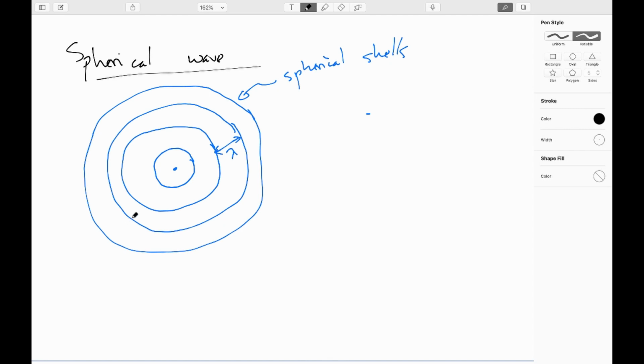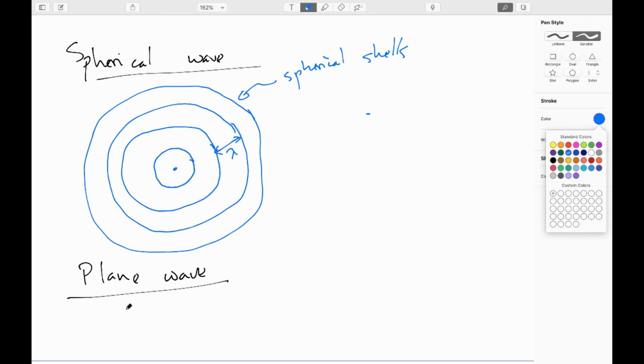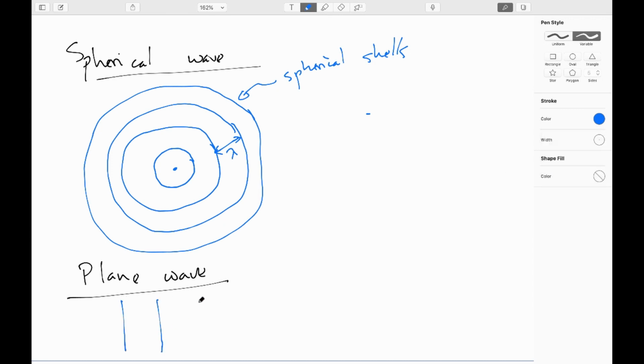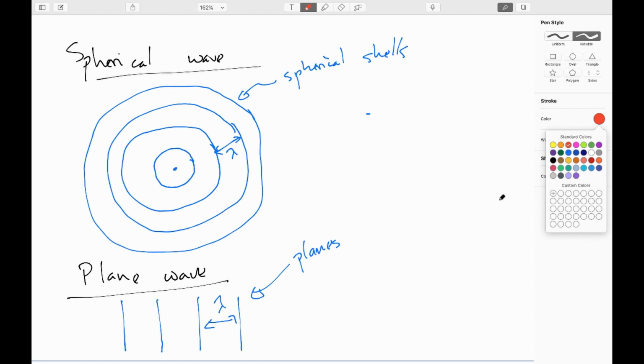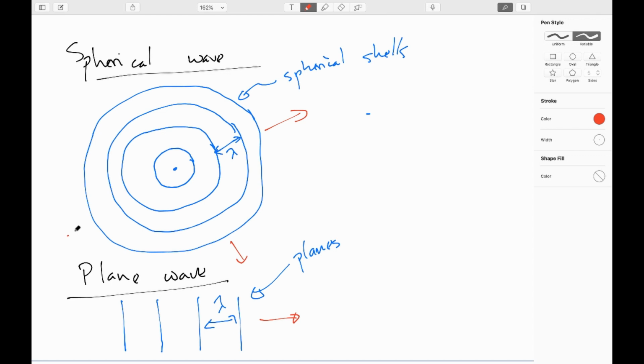And so for ease of thinking about things, we often talk about plane waves, which is what I drew already. And here when we draw a bunch of lines, what we're really thinking is that these are planes in 3D. And again, they would be separated by the wavelength. So here our direction of propagation would be like this. Here we're propagating radially outward in all directions.